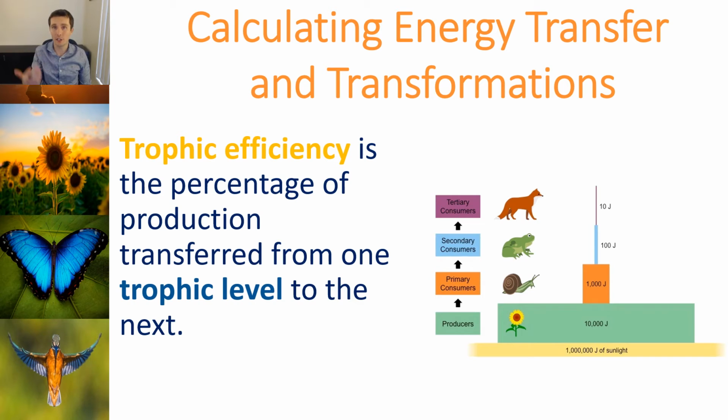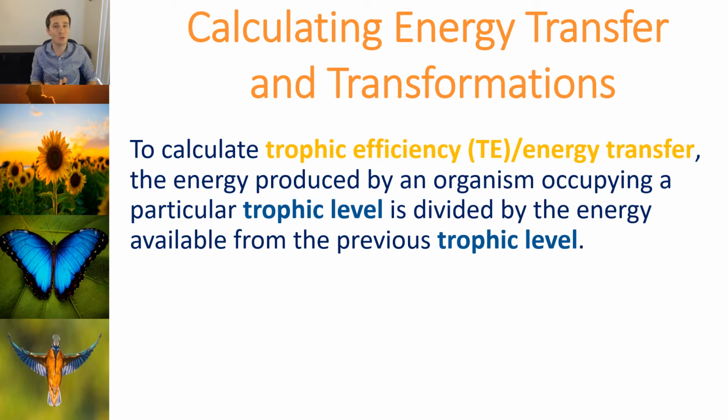So trophic efficiency is this term we use, which is the percentage of production transferred from one trophic level to the next. So when I look at the trophic efficiency here, I'm looking at 10%, because 10% of that energy is passed on. So that is the trophic efficiency, or sometimes we'll just say the energy transfer. A lot of textbooks and sites will use trophic efficiency. I do see that this syllabus tends to talk about energy transfer, as you can see here, rather than trophic efficiency. So I'll use trophic efficiency and energy transfer sort of interchangeably here.